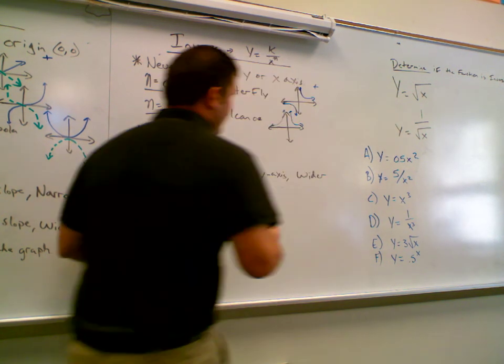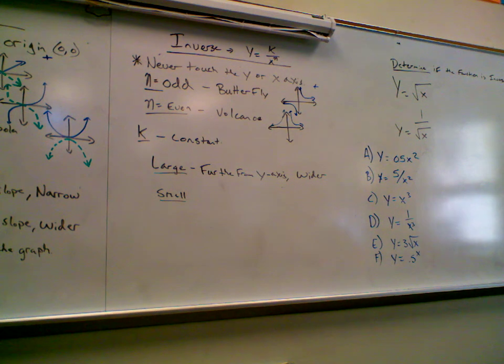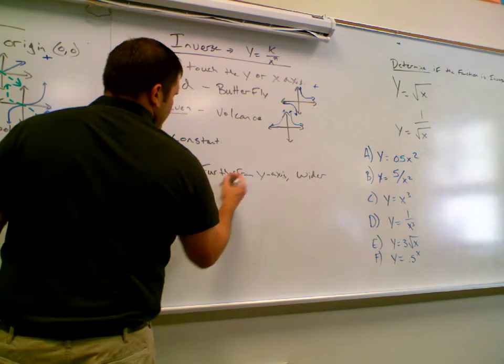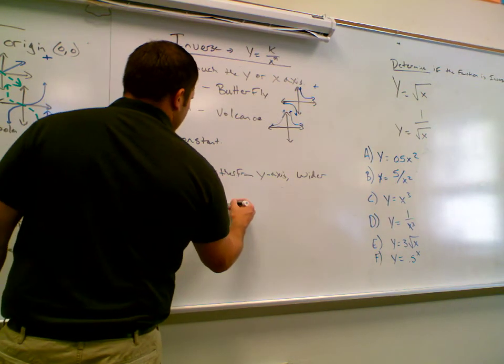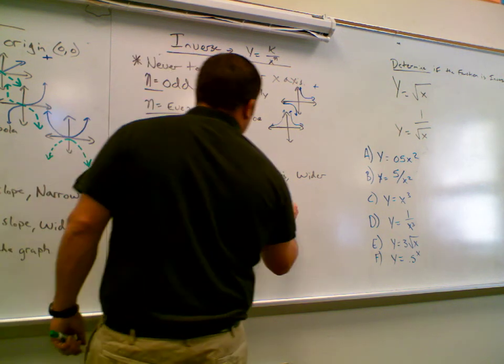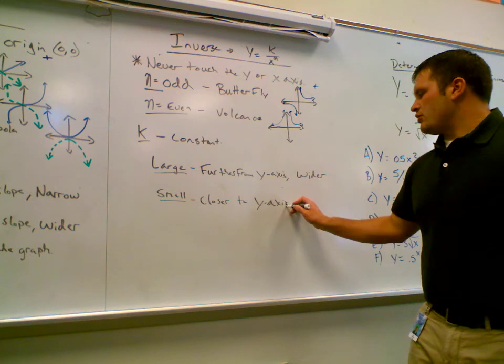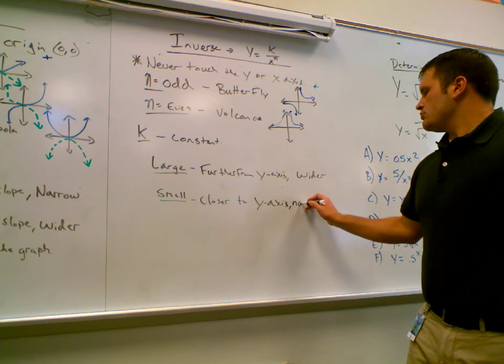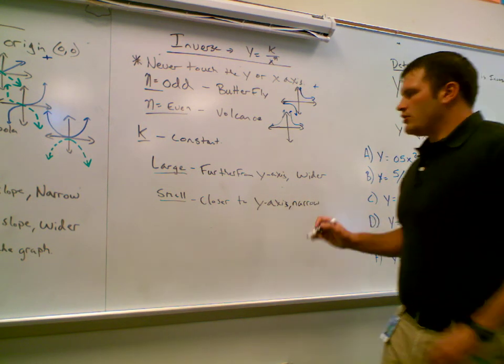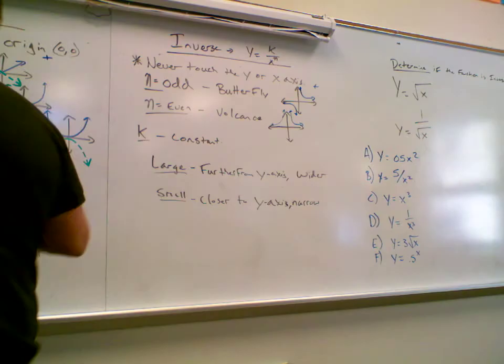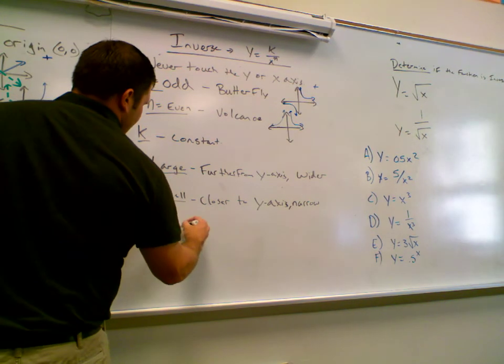Is that the same thing for volcanoes? Yes. Volcanoes. What does the small K do? It makes it closer to the y-axis. And that makes our graph more wide or more narrow? Narrow. And what does a negative K do? It flips the graph.